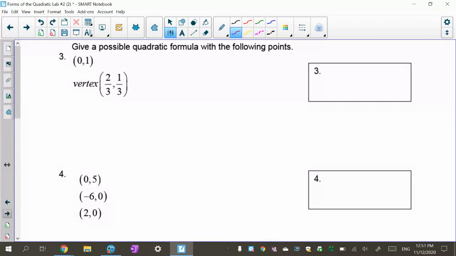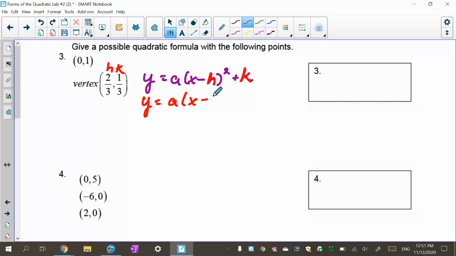So this one here says find the possible quadratic with the following points. I have a vertex in this, so I'm going to use the vertex form because that's what they told me. So I've got y = a(x - h)^2 + k. First thing is I'm going to throw in the h and the k, and remember, it's going to change the sign. So I have y equals a, x minus 2/3 squared plus 1/3.